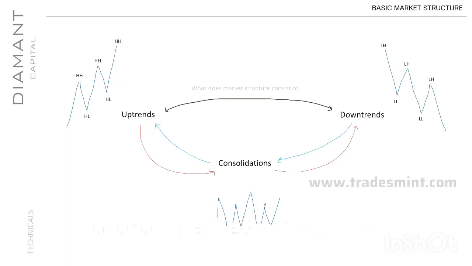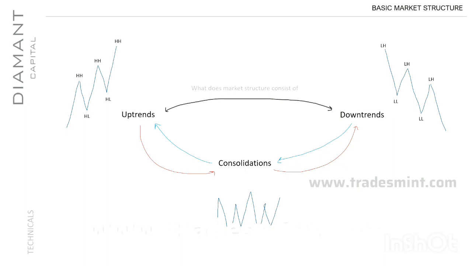So what does market structure consist of? You've got a combination of the three: uptrends, downtrends, and consolidations. Usually in between uptrends and downtrends, you're going to get consolidations, that build up of liquidity, that build up of orders from institutions. And it's key. You need to have all three. You're going to realize even when you are in uptrends, you're going to get consolidations in between them, because it's going to be on different time frames, and you just need to understand how to trade in all of them.